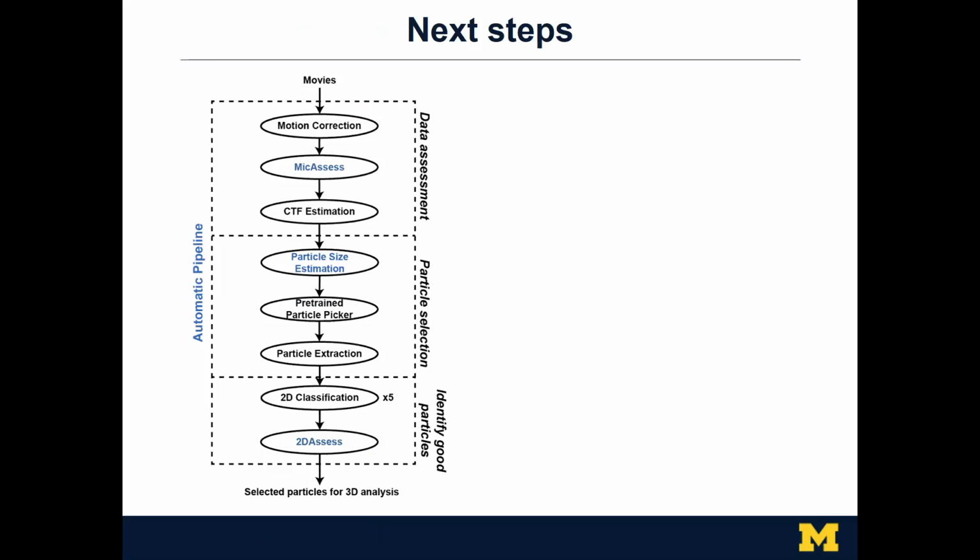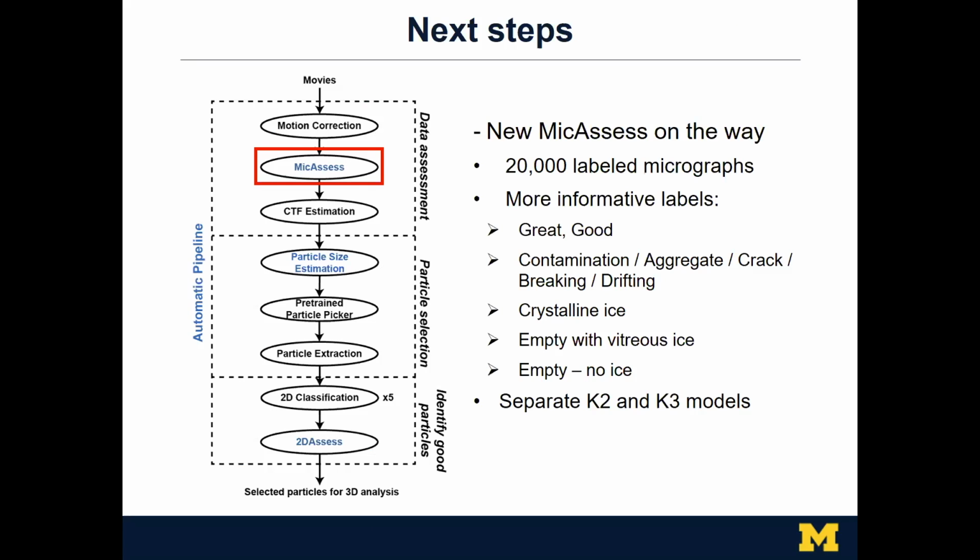So our next step is basically we want a better pipeline, we want a better model. The key point of this whole thing is MicAssess. And we plan to develop a big update of MicAssess in a few months. So we're on our way labeling about 20,000 micrographs. We have already labeled over half of them.